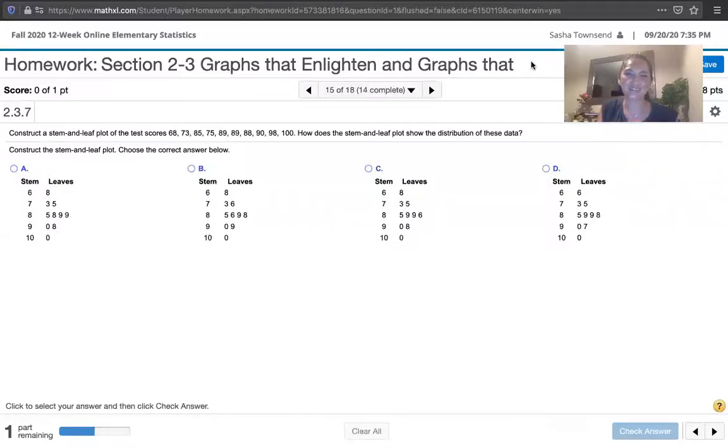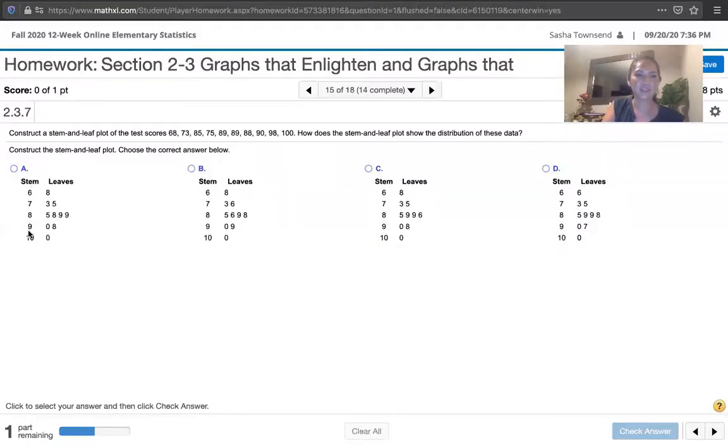Hi there. In this video, we're covering problem 2.3.7 from the Essentials of Statistics text, 6th edition by Mario Triola. We're asked to construct a stem and leaf plot for these test scores. And then we're asked, how does the stem and leaf plot show the distribution of these data?